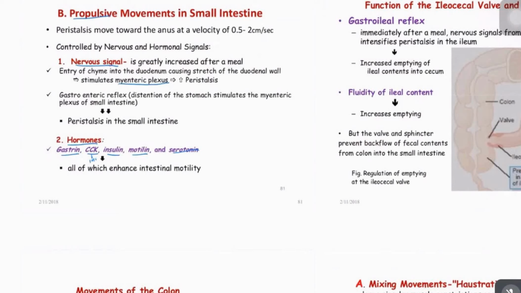Gastroenteric reflex: tension of the stomach stimulates myenteric plexus of the small intestine, then peristalsis in the small intestine occurs. Your hormones like your gastrin, cholecystokinin for your fats, insulin, motilin, and serotonin all enhance intestinal motility.